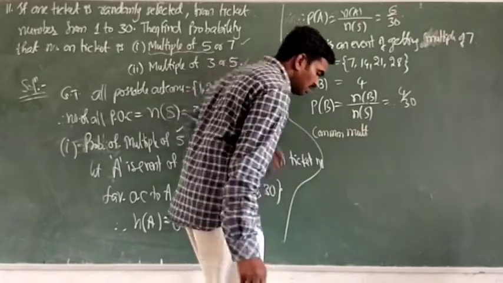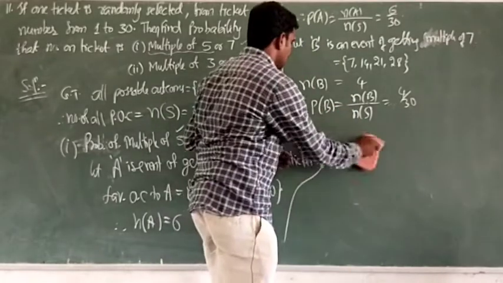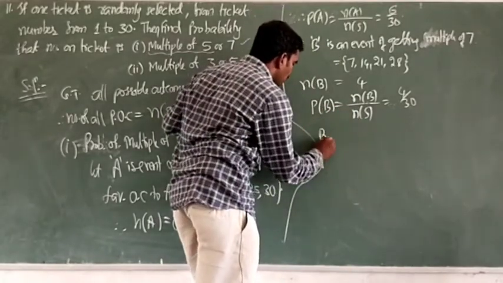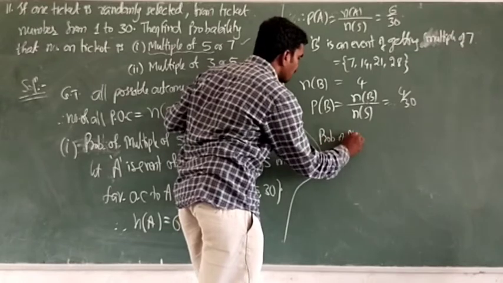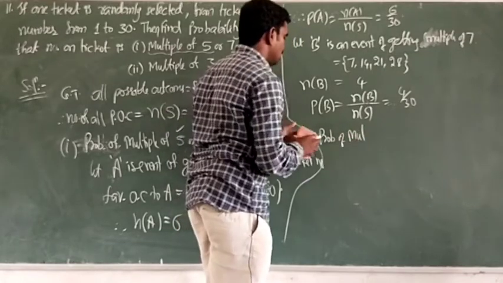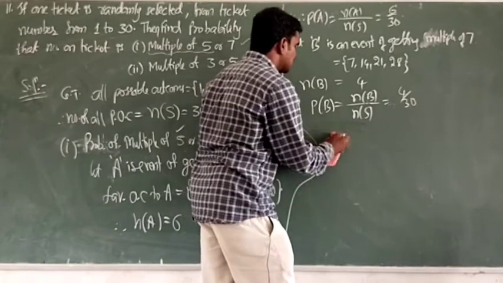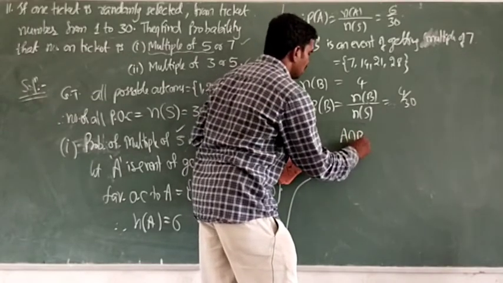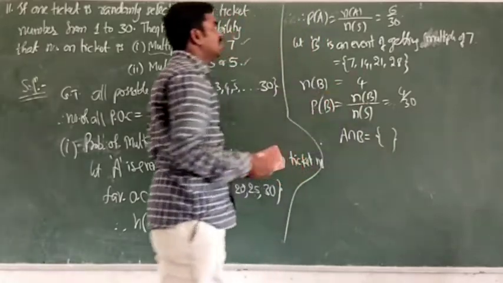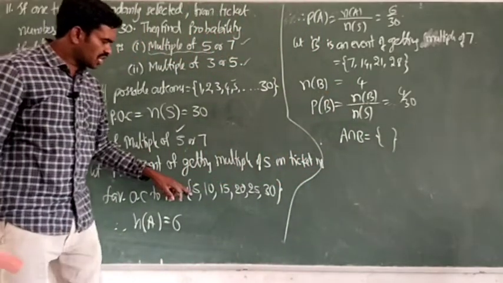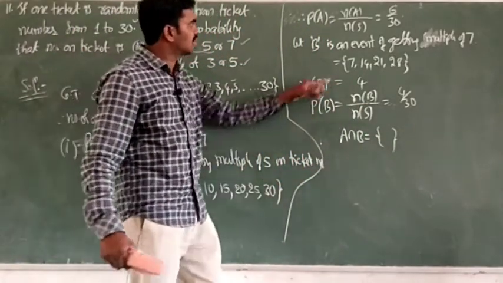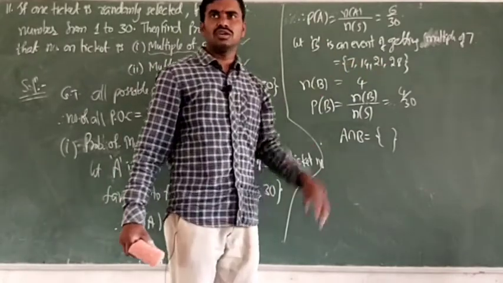Common multiple means multiple of 5 and 7. So therefore the probability of A intersection B I am finding. Can we get A intersection B? Common elements in A and B. So here 5, 10, 15, 20, 25, 30. Here in B 7, 14. There are no common elements.